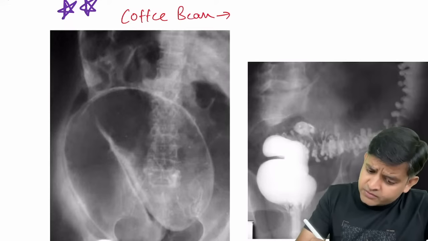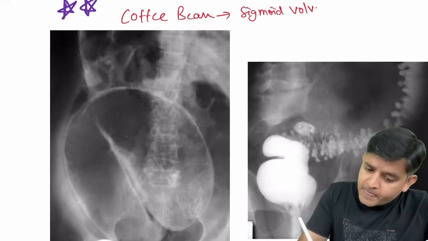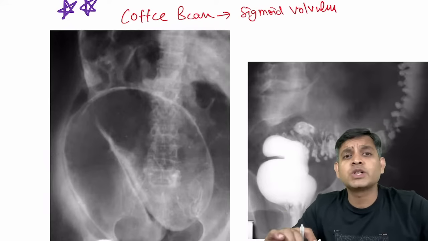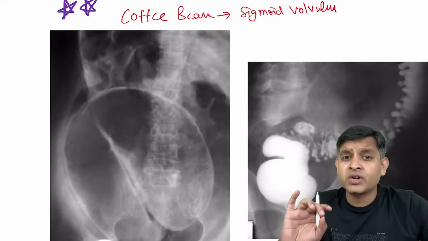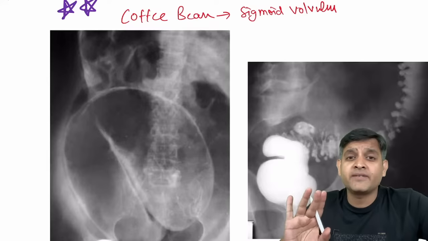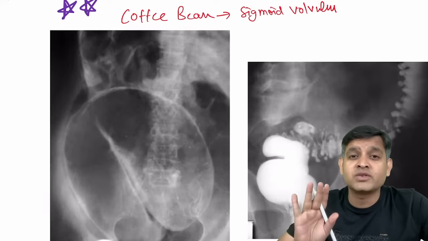Coffee bean appearance is a feature of sigmoid volvulus. Okay, those who have already read radiology well, quickly see how many images you are not able to identify. It's a crime at this time not to be able to identify any of the images.